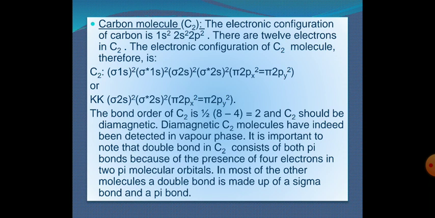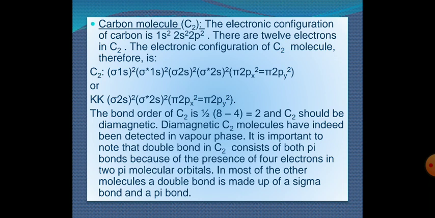Electrons which are present in 2s orbital are 2 in number, and after that electrons are going to enter pi 2px2 and pi 2py2, that is both are present at the same energy level, so the equal to sign is used. The bond order for C2 is half of 8 minus 4, which becomes equal to 2. 8 and 4 are the electrons present in bonding and anti-bonding molecular orbitals respectively. C2 should be diamagnetic. Diamagnetic C2 molecule has indeed been detected in vapor phase.